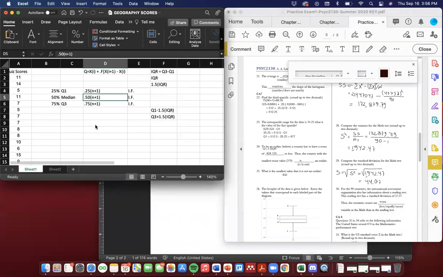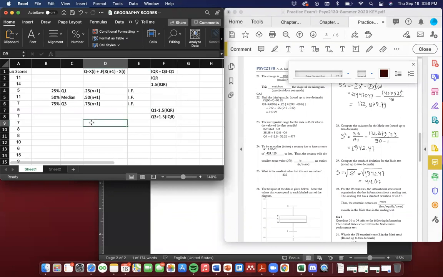So Q3, 75th percentile, which is why the proportion is 0.75 here. Median, 50th percentile, which is why the proportion is 0.5 here. 25%, 0.25. So to find Q3, we're going to start with this IF formula. We get the integer and the fraction.